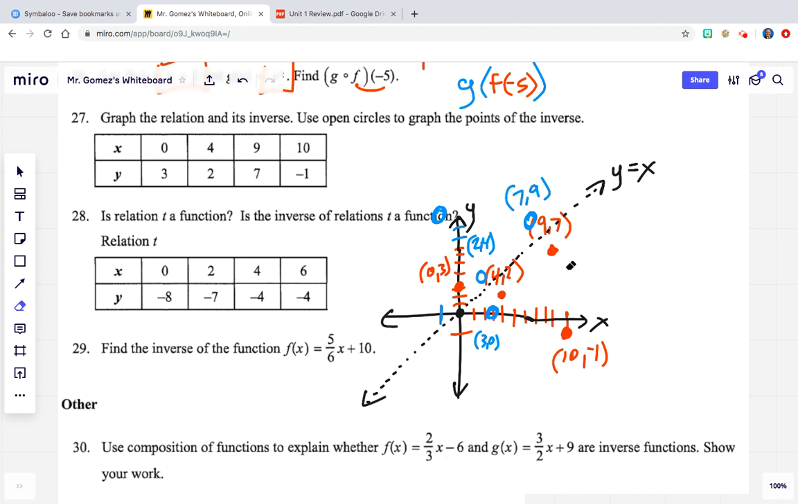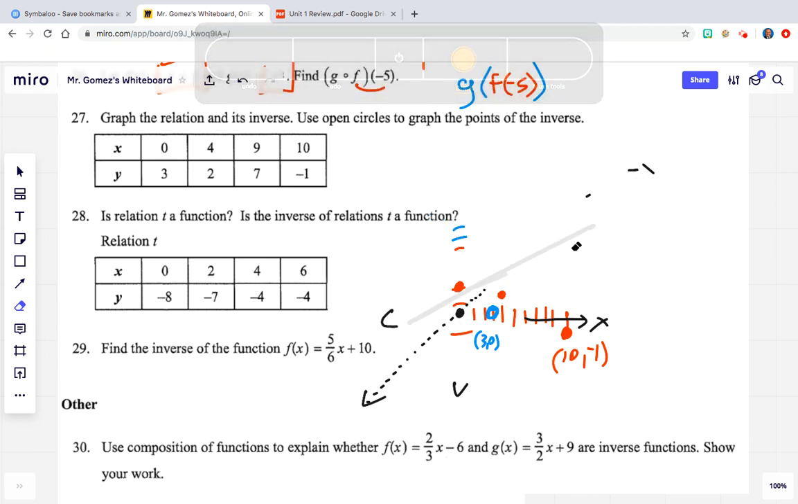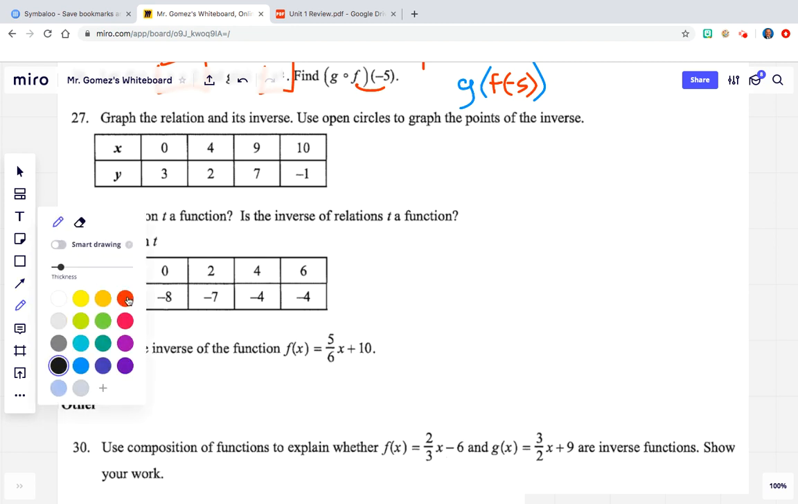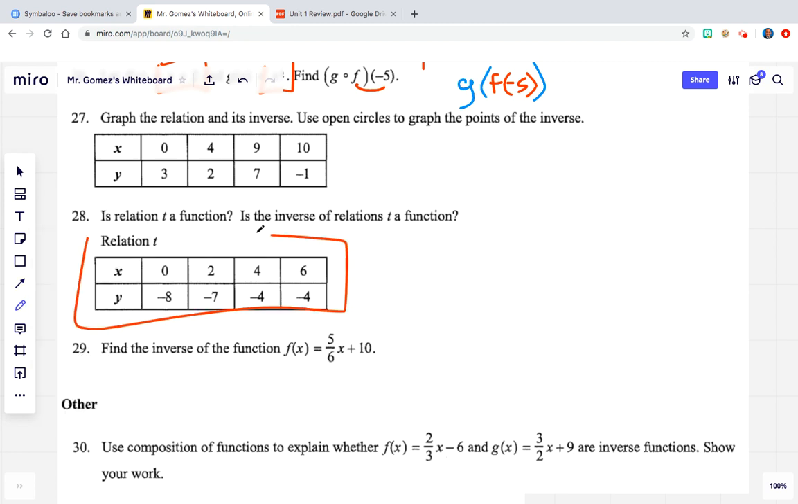28 is asking us, is the relation, okay, so they're giving us a whole new set of points. So that's why I'm erasing all of this. They're saying, is the relation t a function? Okay, so this right here is relation t. Like all of these values are relation t. And they're saying, is it a function? And then is the inverse of relation t a function? I don't think this should have an s, it's just relation t.